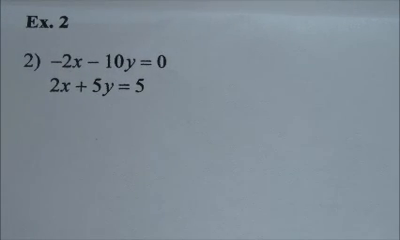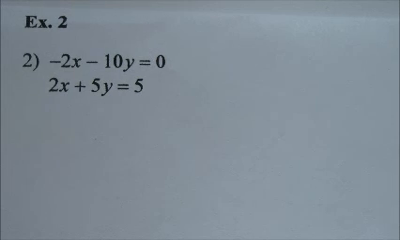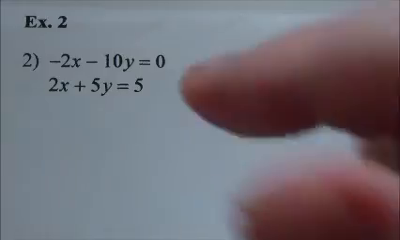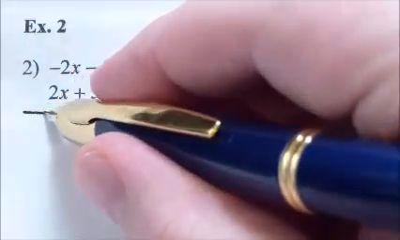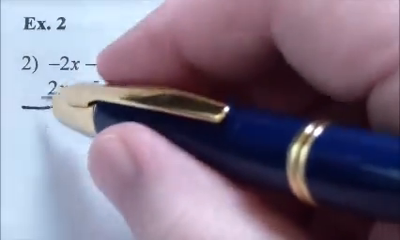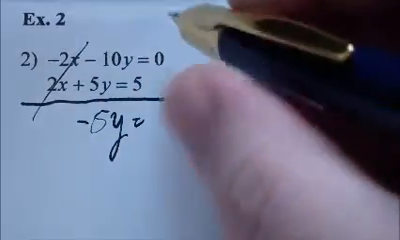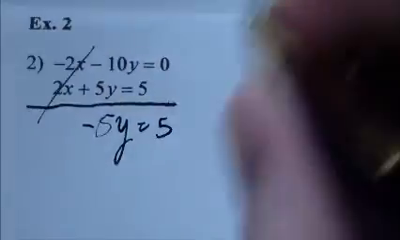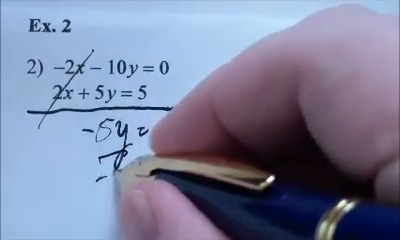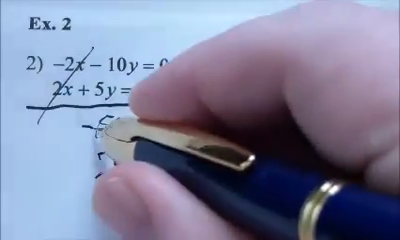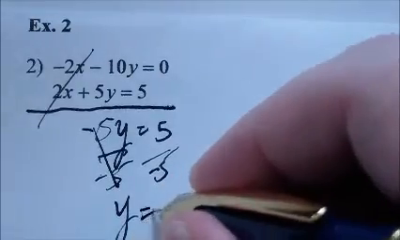Okay, we have 10 and 5. Those are not the same magnitude, but they're an opposite sign. But then we also have negative 2, positive 2. Ooh, negative 2x, positive 2x, those are good. So again, we're dealing with the x's, they cancel. Now we have negative 5y is equal to 5. Divide both sides by negative 5. Y is equal to negative 1.